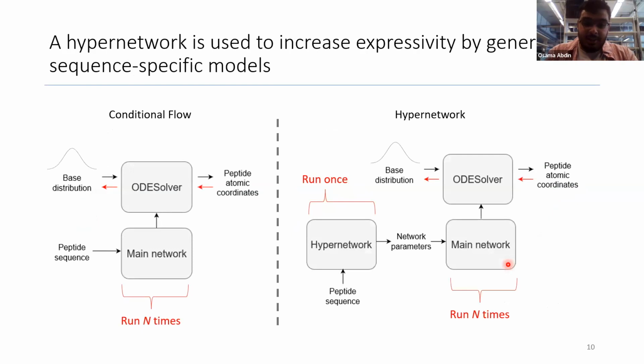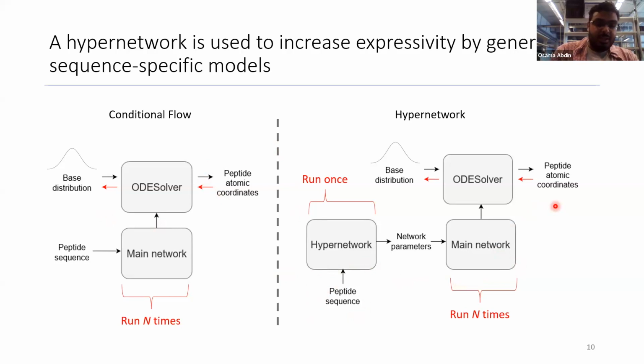So the second feature of PepFlow is that a hypernetwork is used to generate sequence-specific parameters for the backbone dynamics function. So instead of providing the peptide sequence to a conditional dynamics function that's then used to generate peptide coordinates, the peptide sequence is instead provided to a hypernetwork, which predicts parameters that define a sequence-specific dynamics function, which can then be used to generate peptide conformations for that sequence.